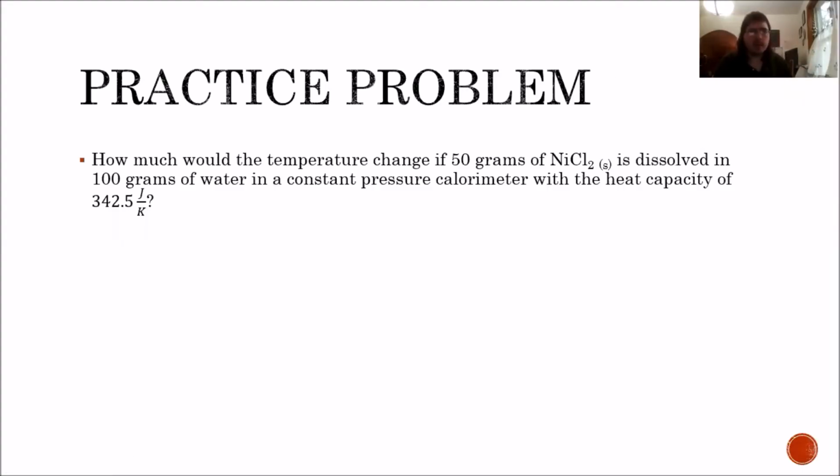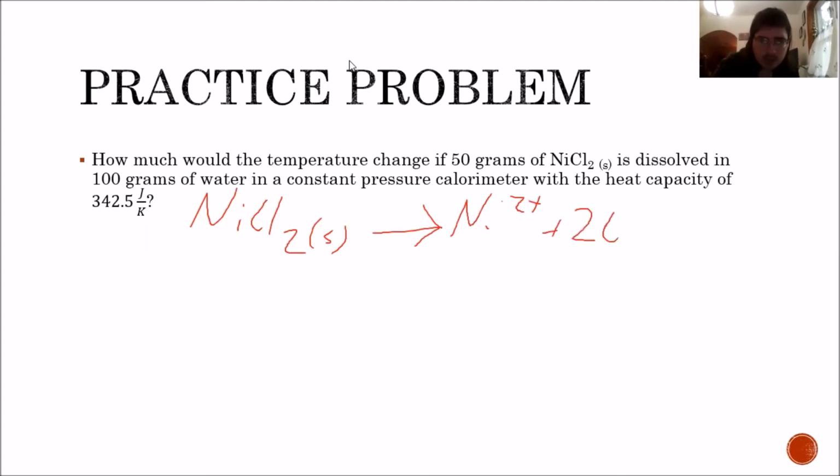Okay, so the practice problem in here requires us to use our book again. We're doing a bomb calorimetry problem for nickel chloride dissolution. Our reaction is nickel chloride solid breaks down into nickel 2 plus and 2 Cl minus, aqueous. And we're asked, what would the temperature change be if I did 50 grams of this into 100 grams of water with a calorimeter with this heat capacity? Normally we'd calculate the delta H given a temperature change, but we're doing it in reverse here. So 50 grams of nickel.